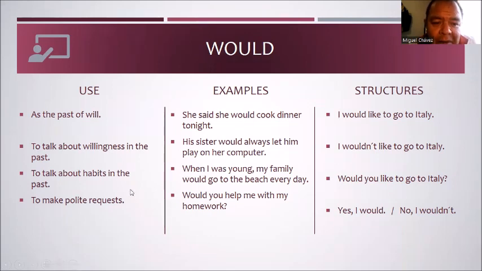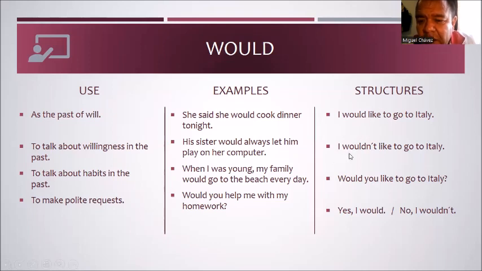To talk about habits in the past: when I was young, my family would go to the beach every day. Or to make polite requests: would you help me with my homework? And the structure is going to be similar to the use of will. Would is going to be used with any subject. I would, you would, he would, she would, etc. And the base form of the verb.